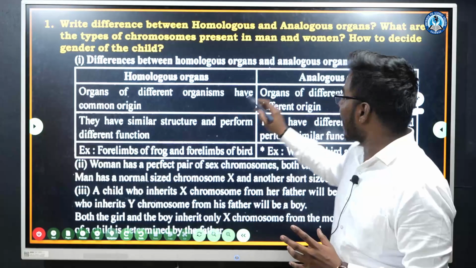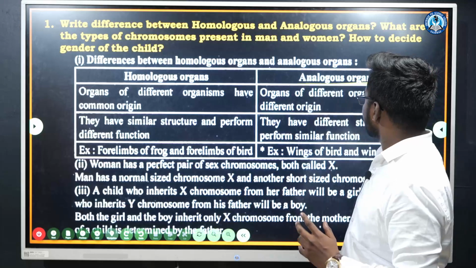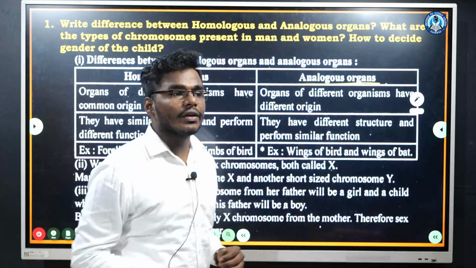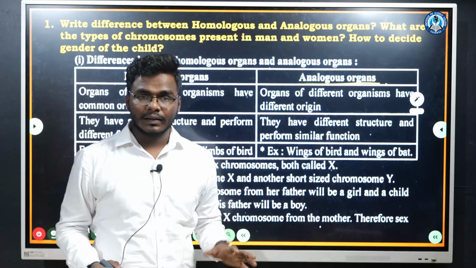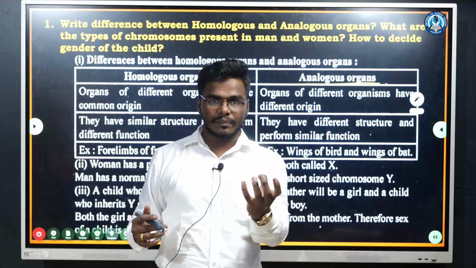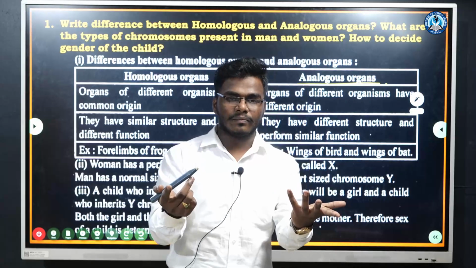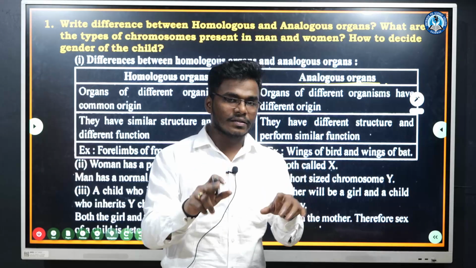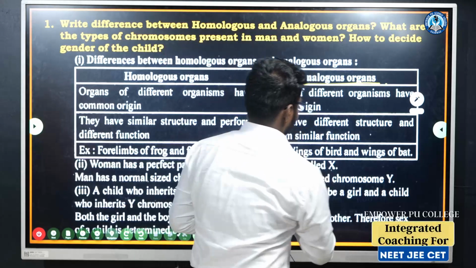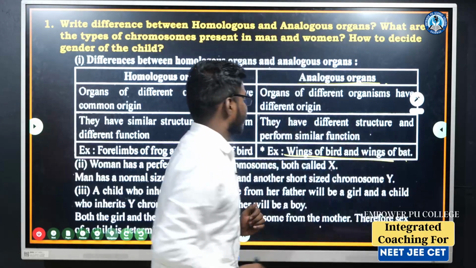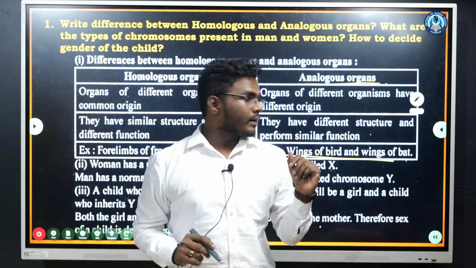Followed by analogous organs. What does analogous organ mean? Organs of different organisms have different origin. I'll just give an example. The insects fly, right? The insect flies, the bird flies. Yes, the example is quoted here with different animals.